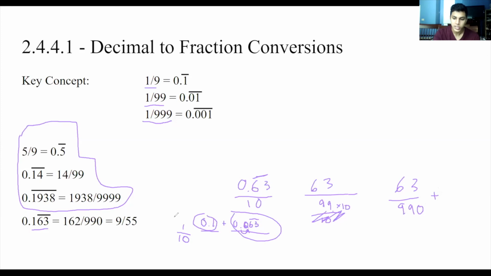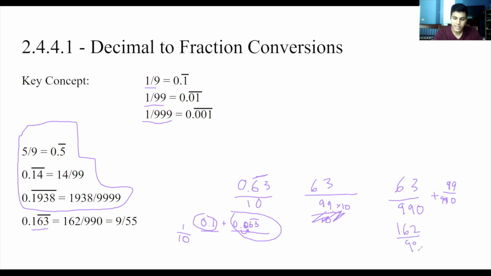0.163 with the bar over the 63 equals, as a fraction, 63 over 990 plus 1 over 10. And then if you simplify these two fractions, you add them together, and what you get is 63 plus 99 over 990. So 63 over 990 plus 99 over 990, and that gives me 162 over 990.